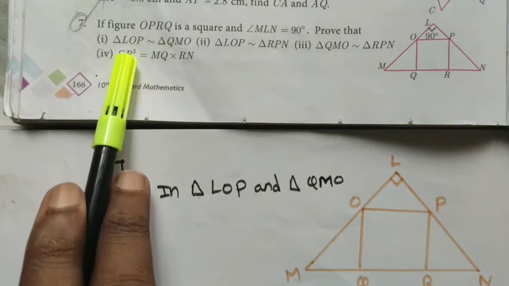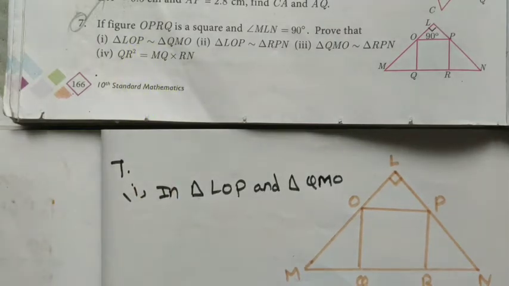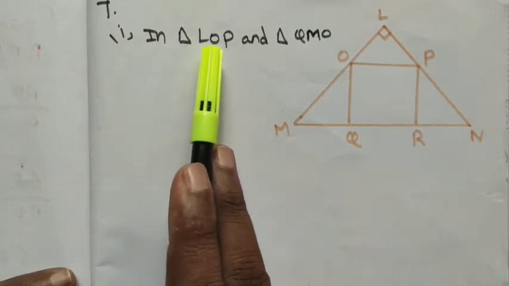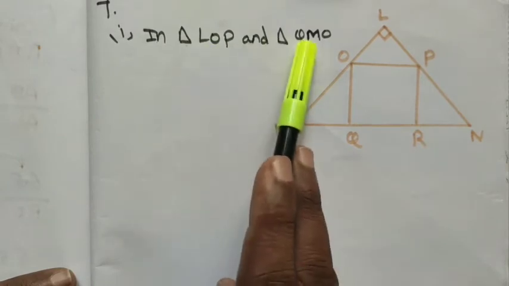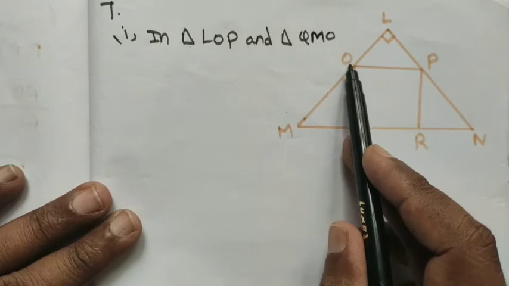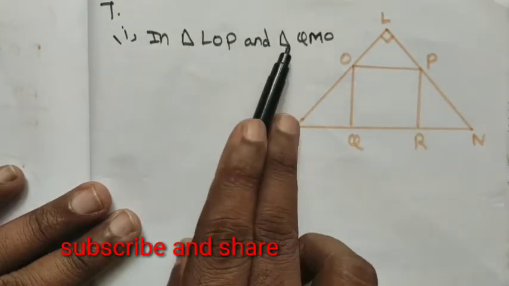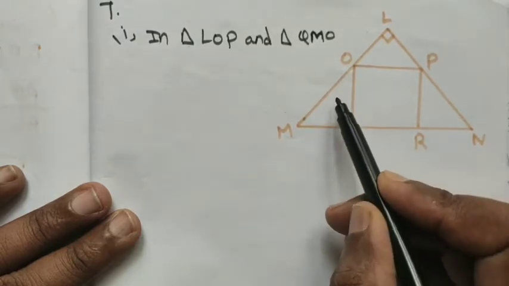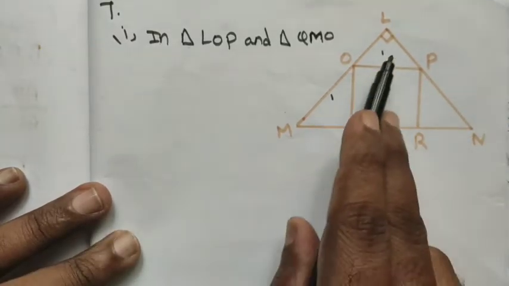These triangles are similar triangles, right? We have, see, the 1 by 1 Roman number. Here we take the first Roman number, in triangles LOP and QMO. We want to prove these two triangles are similar triangles. See, this is the triangle LOP, right? And then this is the triangle QMO. We are going to see that this and this triangle. Just see these two triangles.